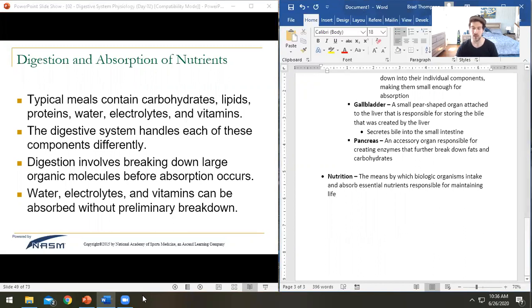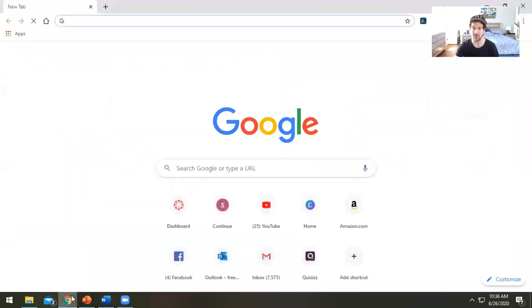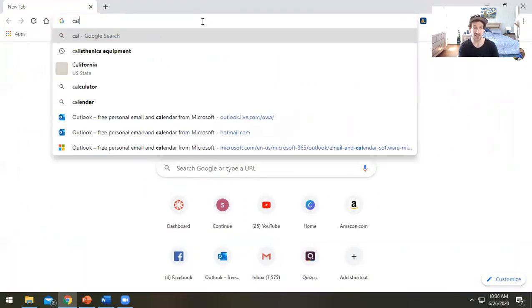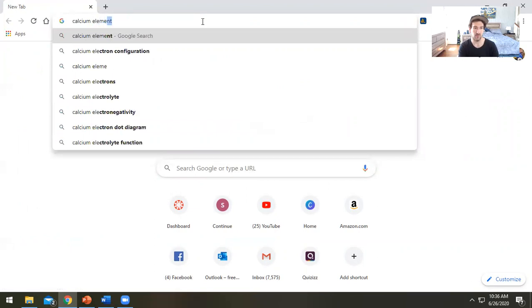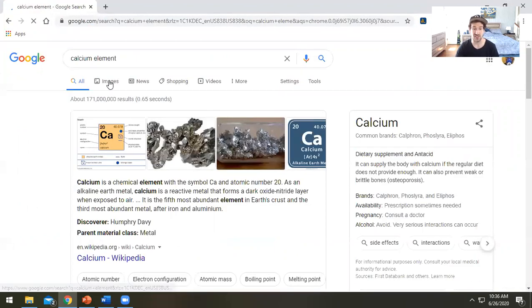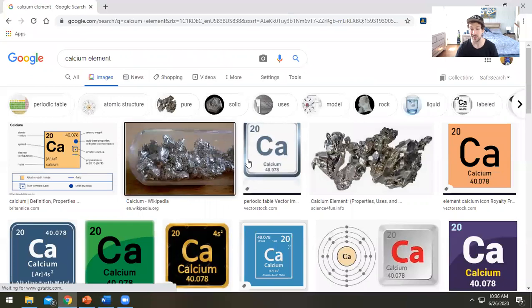So your bones, they're made of a little bit of phosphorus and calcium, right? Calcium primarily. And so you need to make sure that calcium is a part of your diet. When we think of calcium, we think of this kind of white powdery material, you know, it's found in milk and things like that. But this is actually what calcium looks like. It's a metal. It's a metal that looks just like any other metal.